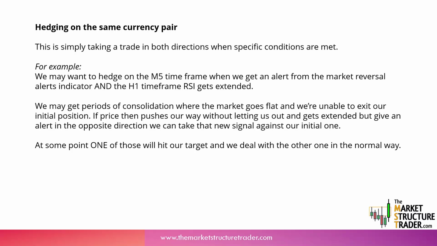So we may get periods of consolidation where the market goes flat and we're unable to exit our initial position that we took. If price then pushes our way without letting us out and gets extended the other way, it will give us an alert in the opposite direction. So we can take that one as well, in the knowledge that one of those is going to hit target and one of those isn't. We just deal with the one that doesn't. Okay, so at some point one will hit target and we deal with the other one.